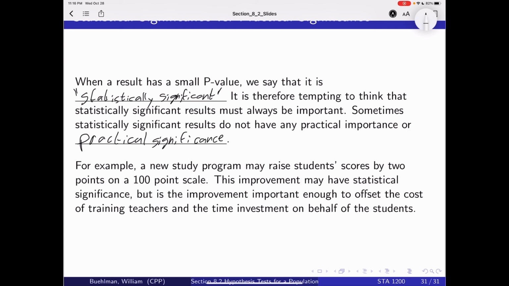For example, a new study program may raise student scores by 2 points on a 100-point scale. This improvement may have statistical significance, but is the improvement important enough to offset the cost of training teachers and the time invested on behalf of the students? This program was really expensive, time-consuming to implement for all the teachers, and it's only going to raise the student scores by 2 points. Well, it might be statistically significant. The numbers do say, yes, there's something here. It may not be practical to implement it because of the large cost and the time to do it. So that's just an example of practical significance versus statistical significance.